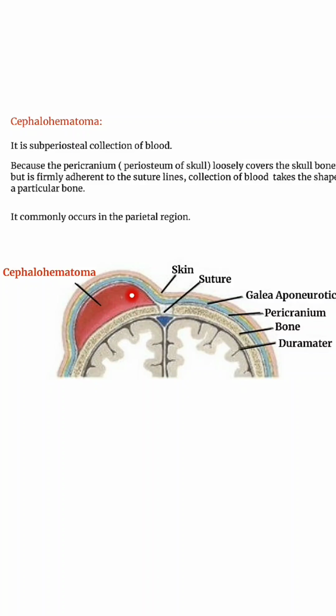Cephalohematoma is a subperiosteal collection of blood. Below the periosteum, there is a collection of blood. As the periosteum is firmly adherent at the sutures, the collection of blood takes the shape of a particular bone. If there is collection of blood under the periosteum of a particular bone, the blood cannot accumulate in the subperiosteal region of the other bone because the periosteum is firmly adherent at the sutures. Hence, the blood cannot move across the sutures. Cephalohematoma commonly occurs in the parietal region.